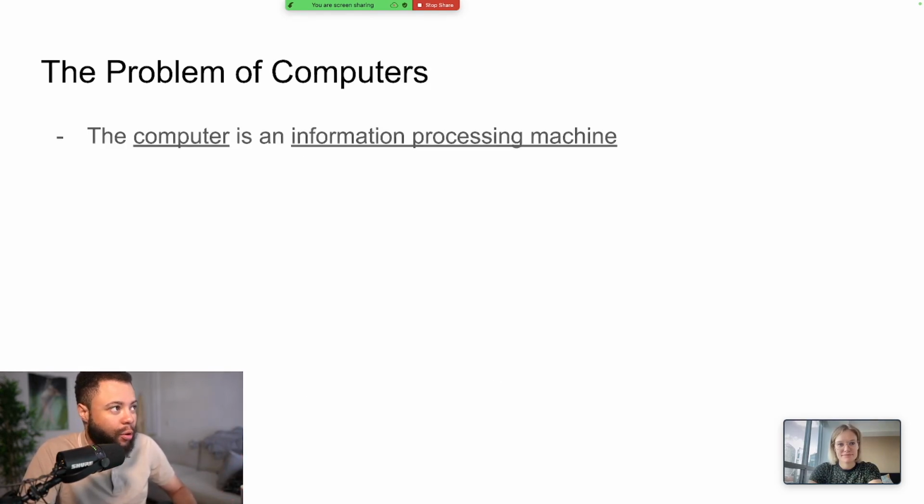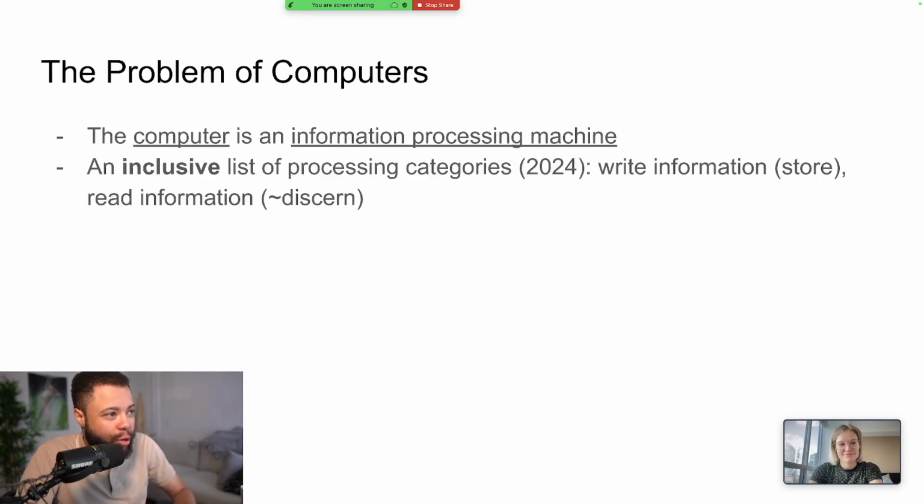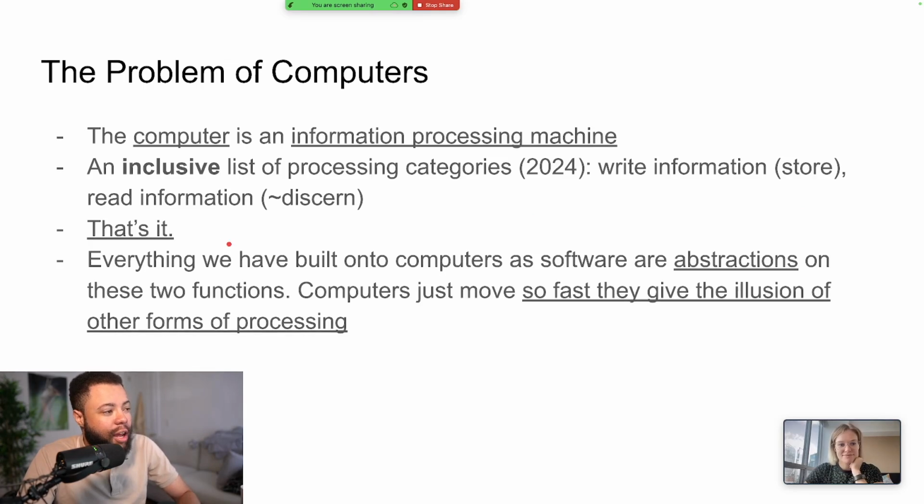And then we get to computers. The computer is also an information processing machine. I just said the brain isn't a computer, but they both do process information, they just do it very differently. So here's an inclusive list of what computers can do as of 2024 when I'm giving this presentation, and this could be different in the future, so that's why I put 2024 in there. Computers can write information and they can read information. That's all computers can do. That's it. Everything that we've built onto computers as software are abstractions on top of these two functions.